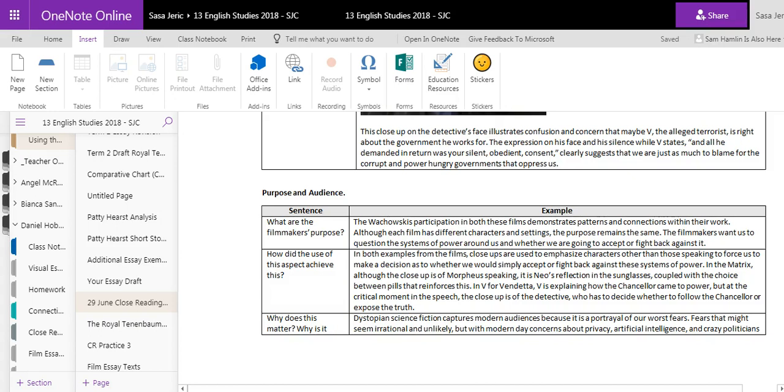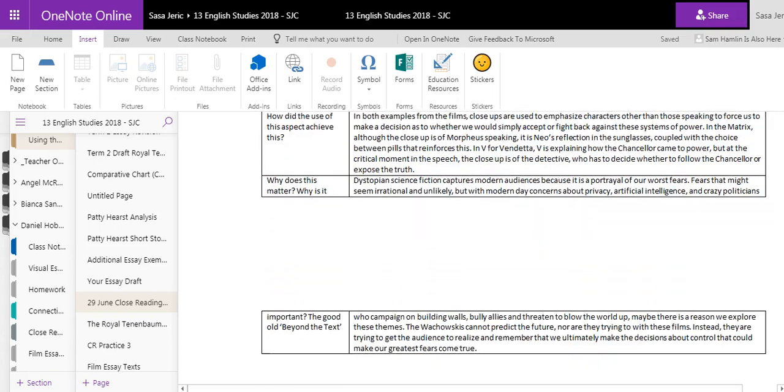I've got to again bring it back to the aspect, because that's how we're showing all of this. So again, I want to emphasize that it's the close-ups of Morpheus speaking, and the close-up of the inspector while V is speaking, that makes us realize that we ourselves have to make the decision. We're the ones that have to decide right and wrong here. And that leads us to the very last thing we want to do to end the first body section, and that is, what does it all matter? What's the point? What's the beyond the text?